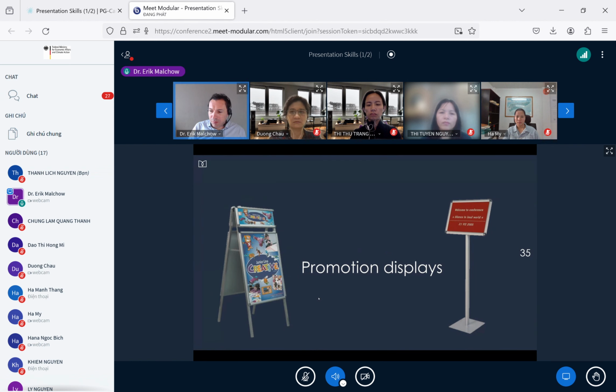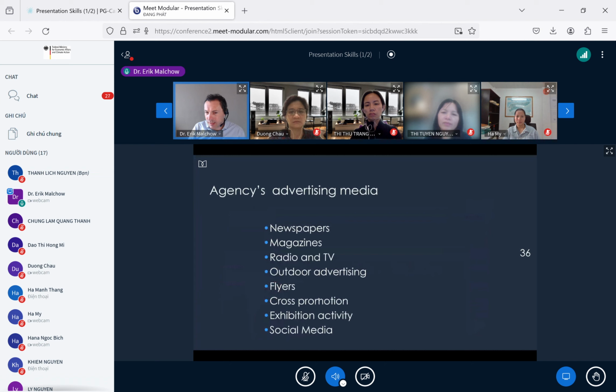We have, for example, promotion displays. These are typical promotion displays you can use in an offline presentation. Furthermore, you can use agencies, advertising like newspapers, magazines, radio, TV, outdoor advertising, flyers, cross-promotion, exhibition activity, and social media. When you look at those points here, what do you think German companies spend most money on when it comes to advertising? To which of those areas goes the most budget in Germany?